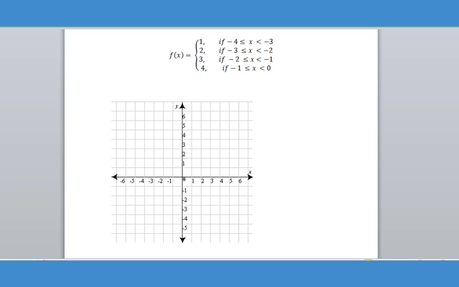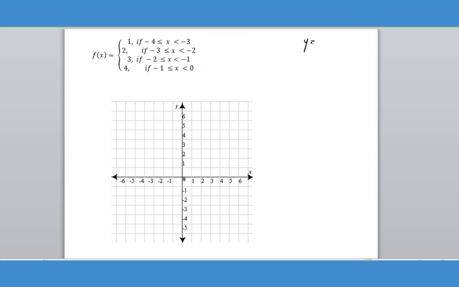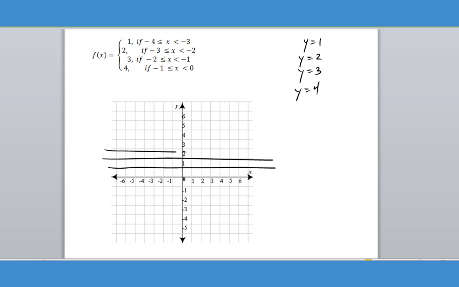Okay, and so we can see here again, if we're graphing y equals 1, y equals 2, y equals 3, y equals 4, that's a bunch of horizontal lines just like that. Clearly, that's not going to pass the vertical line test, so we need to figure out what the conditions are and the range of each one of them. So you can see for y equals 1, I'm going from -4 to -3, and it's closed at -4, but open at -3.